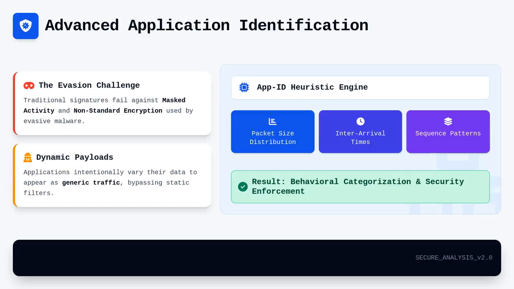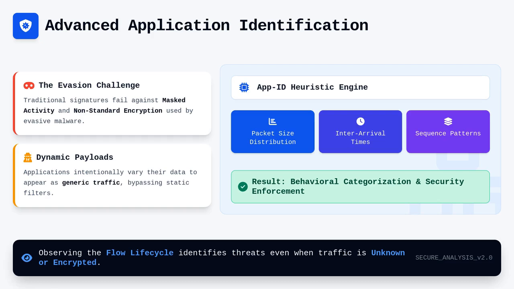This is particularly effective against evasive malware that attempts to tunnel through common protocols. By observing the flow's lifecycle, the firewall can flag suspicious behavior effectively and enforce security policies even when the application is technically unknown or encrypted.